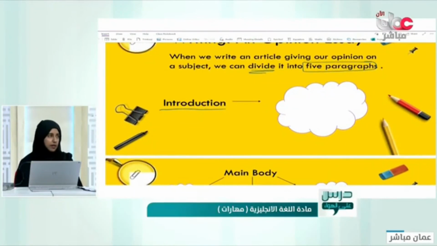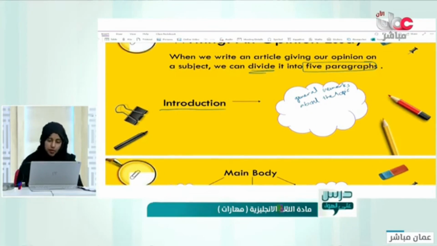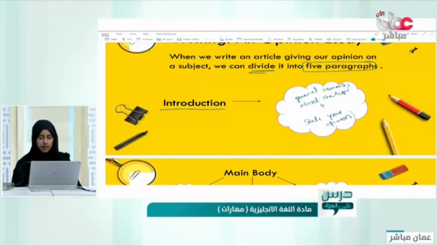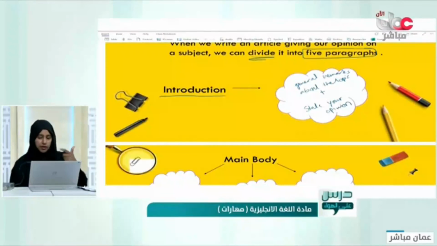So quickly, in the introduction, as you know, we have to start by what? General remarks about the topic. You can start with general information about the topic. You can start with a question. You can start with a quotation as you want. And then you have to state your opinion clearly by using different phrases like in my opinion, in my view, the way I see it, my feeling is, as you had last lessons. So again, general remarks and state your opinion.